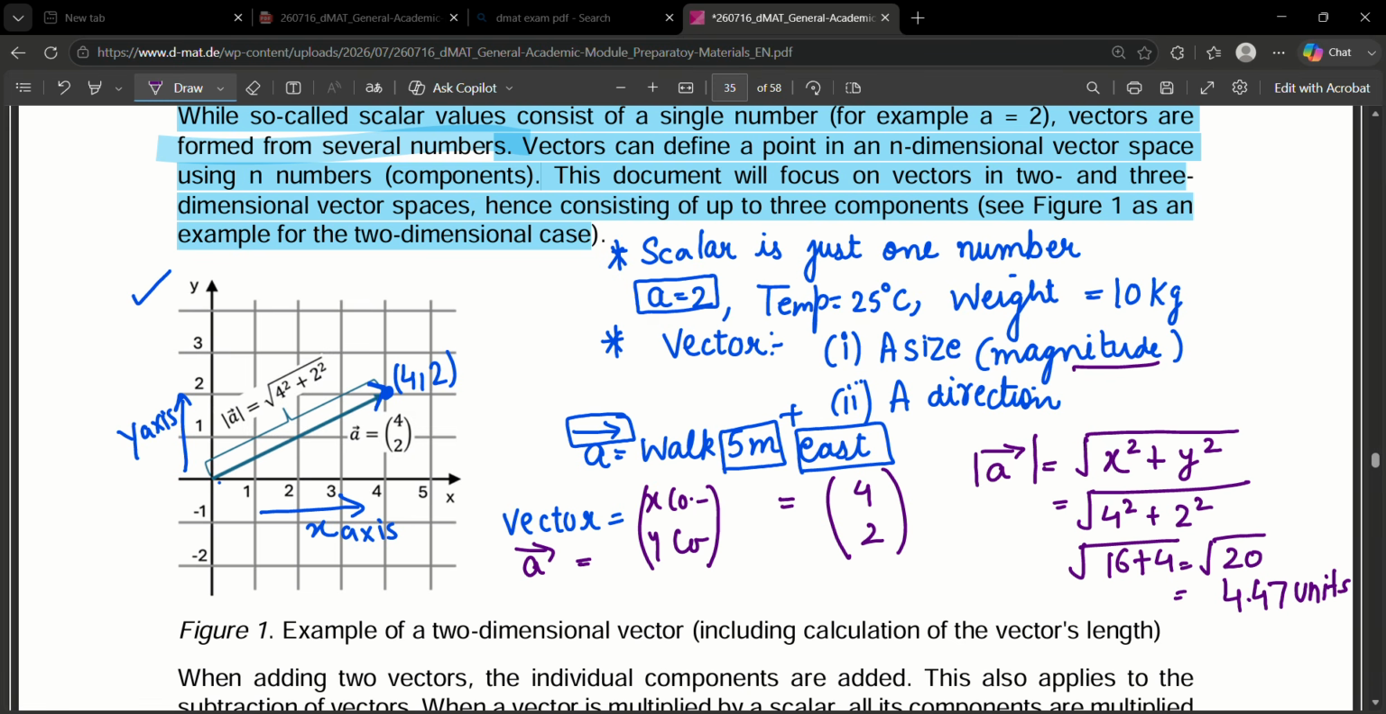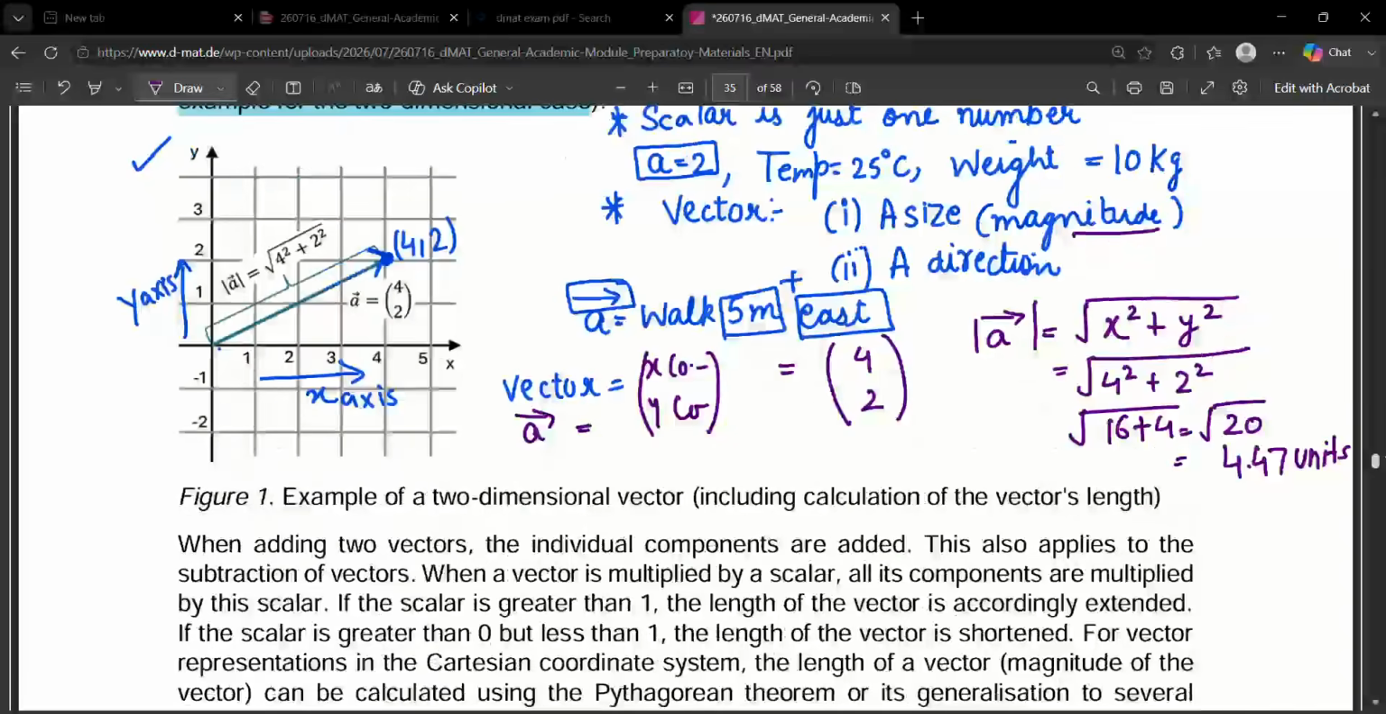So this thing that I have explained to you, what is a scalar? It's just a value. What is a vector? With value, with a direction. How you will find a vector in two-dimensional space, how you will find the magnitude of that vector, that is discussed till now. Now move next.